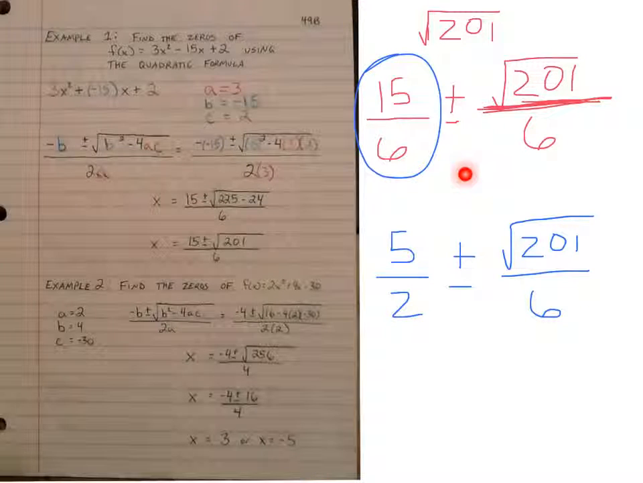I'll leave example 2 up for you to look over. As you can see in that example, the discriminant is actually a number that is a perfect square, and we are able to reduce the square root into an integer.